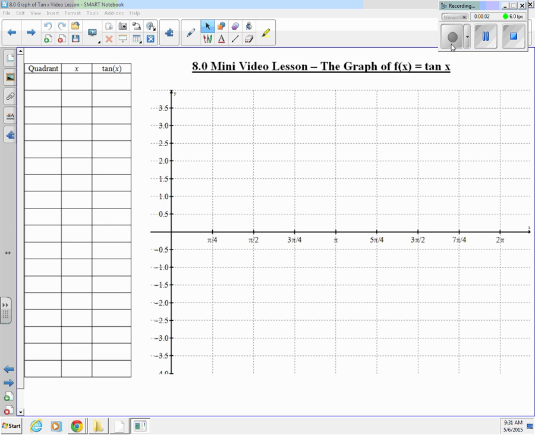Okay, so on Thursday and Friday of this week, the next two lessons are going to be about the inverse trigonometric functions. Our first lesson is going to be about inverse sine and inverse cosine, and our next lesson will introduce inverse tangent. But before we do that, I need to make sure that you guys have an understanding of the graph of f of x equals tangent of x.